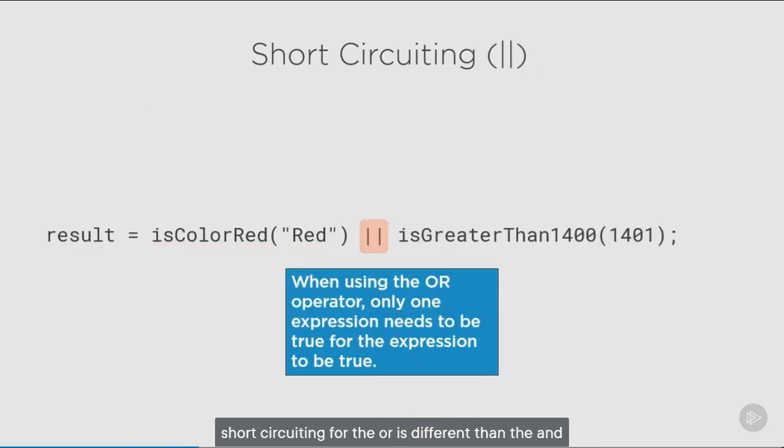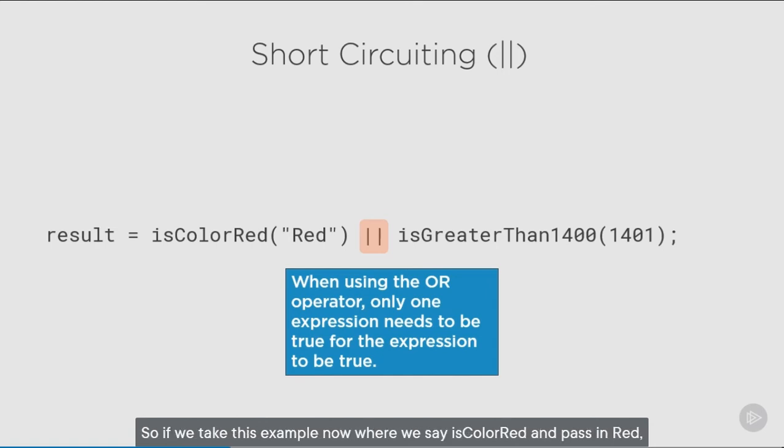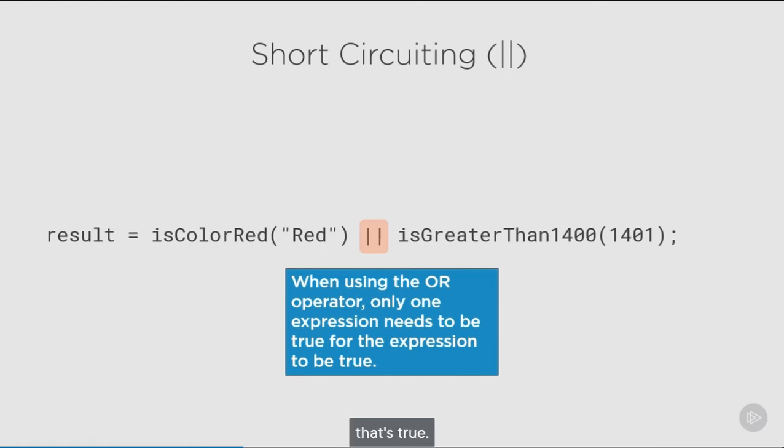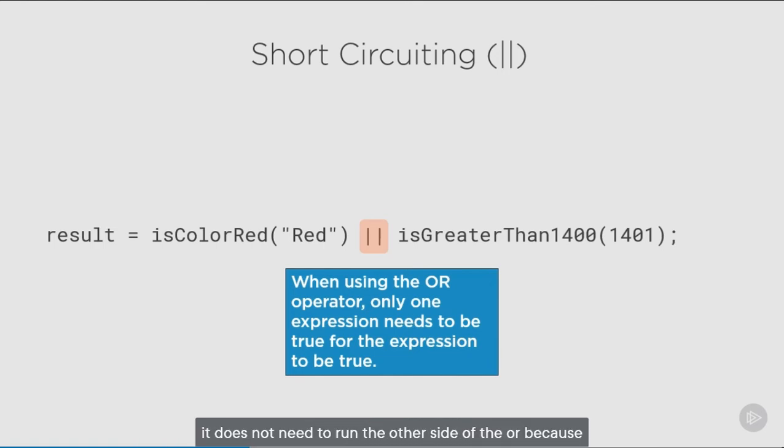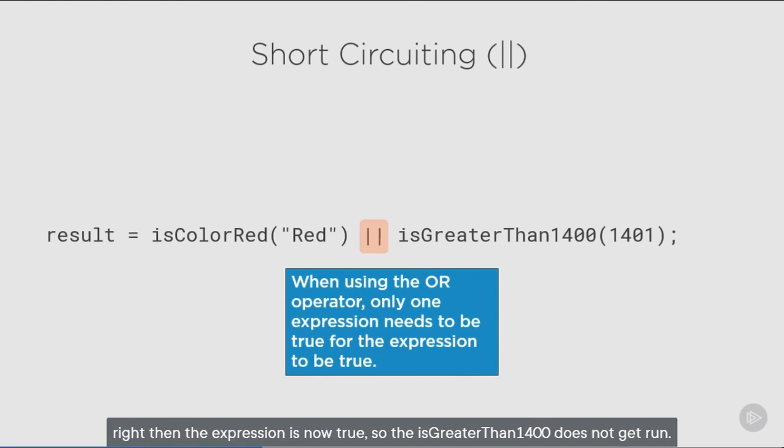And that's exactly what happens, and that is short-circuiting. Short-circuiting for the OR is different than the AND, because when using the OR operator, only one expression needs to be true for the whole expression to be true. So if we take this example where we say isColorRed and pass in red, that's true. Thus, it does not need to run the other side of the OR, because right then the expression is true, so isGreaterThan1400 does not get run.